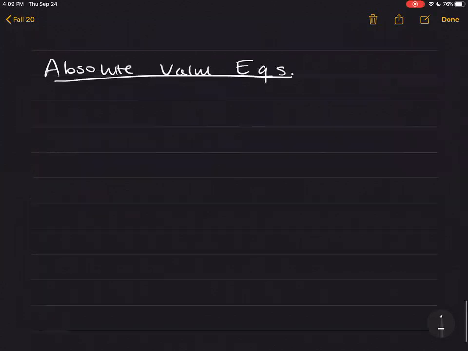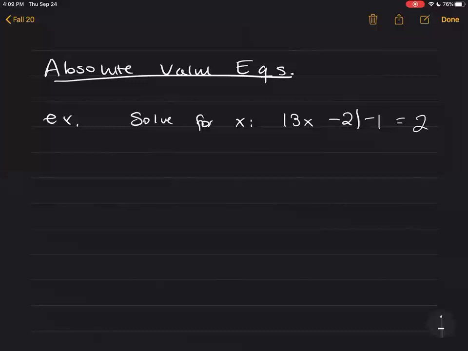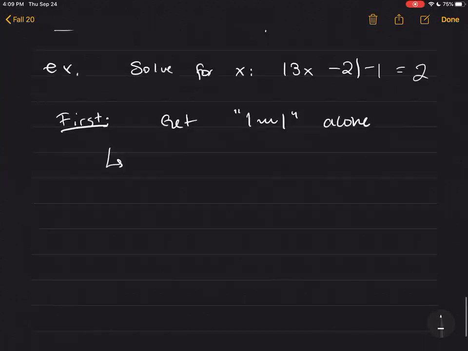So these are best demonstrated with an example. So for example, let's say we want to solve for x. Why don't we do like the absolute value of 3x minus 2, and then maybe minus 1 equals 2. How do we solve for x? Well, first, get the absolute value alone on one side. So this means we're going to have to add 1 to both sides of this. So we're going to do the absolute value of 3x minus 2 equals 3. So added 1 to both sides.